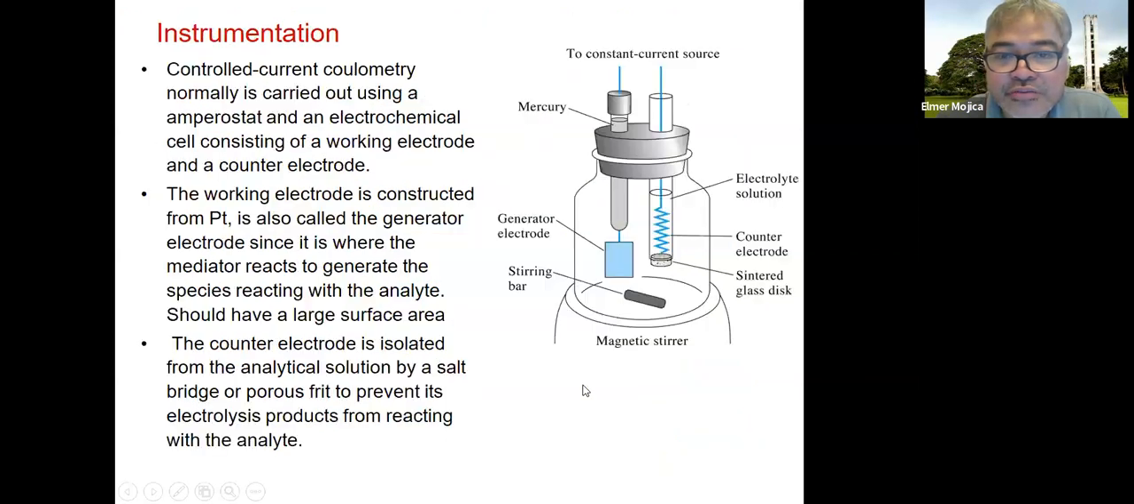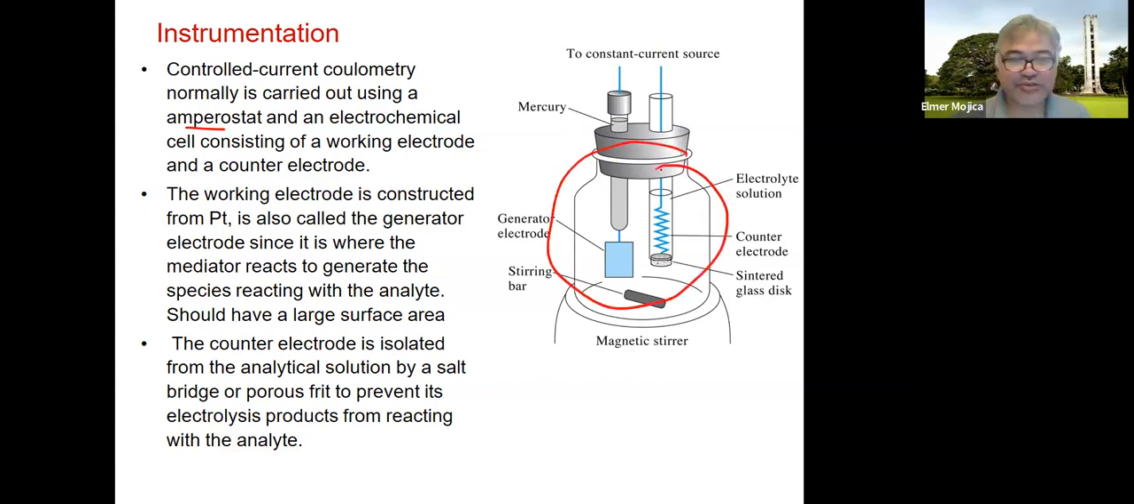Now, if you're going to look at the instrumentation, this is really different from the controlled potential coulometry. So you have here your constant current source, that is, we could say, your amperostat. And then you have the so-called cell that contains the electrodes. Okay, so you have a working electrode and a counter electrode. The working electrode usually is what? A platinum. And you can also call it the generator electrode because this is where the mediator reacts to generate the species reacting with the analyte.